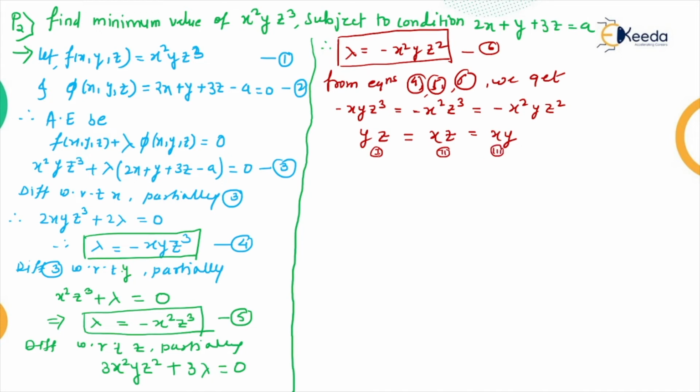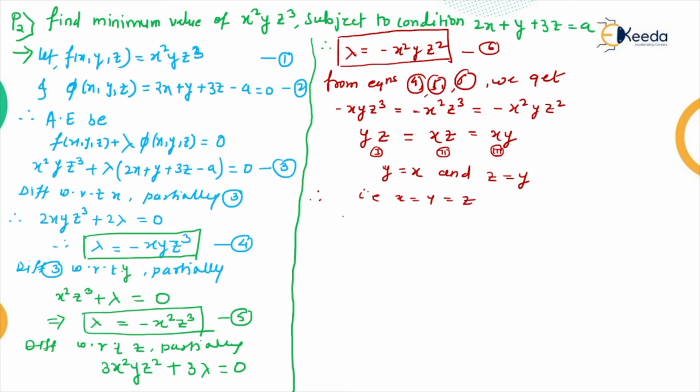If you equate the first two, what you get is y is equal to x. Then you equate the first and third, because you have to find the value of z in terms of y, and what we get here is z is equal to y. Therefore y is equal to x and z is equal to y, which means x is equal to y is equal to z.